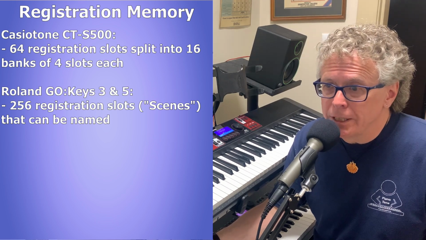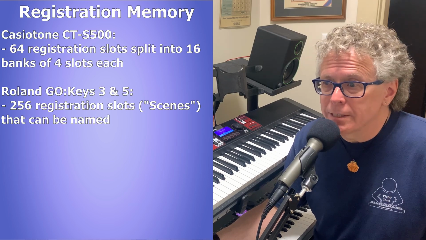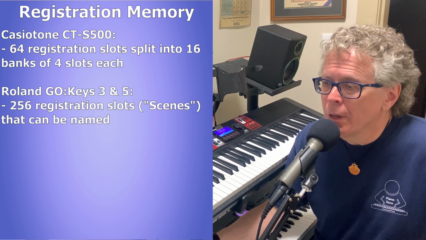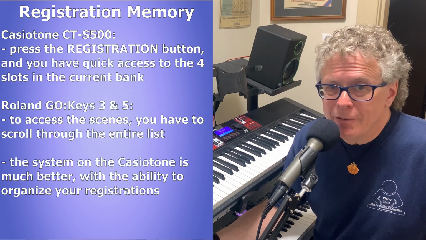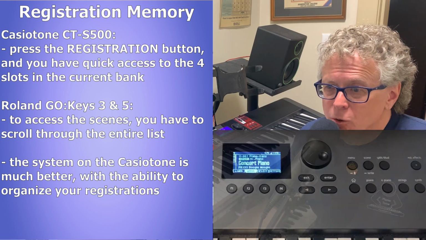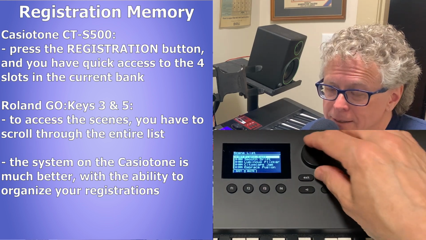You can name them after a song in your set or something that you use for multiple songs, like piano pad layer, that type of thing. But the problem with the Roland is that it's not that easy to find these quickly, even though they are named. You basically have to scroll through that list of 256 scenes.